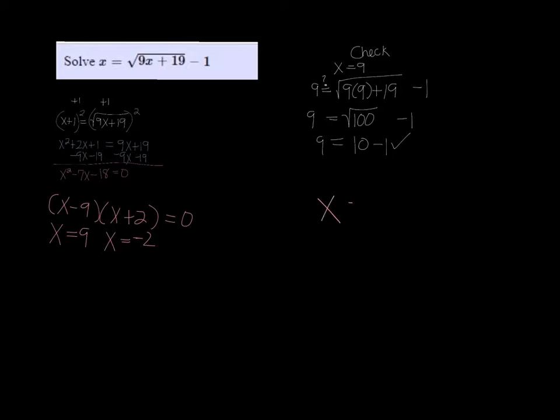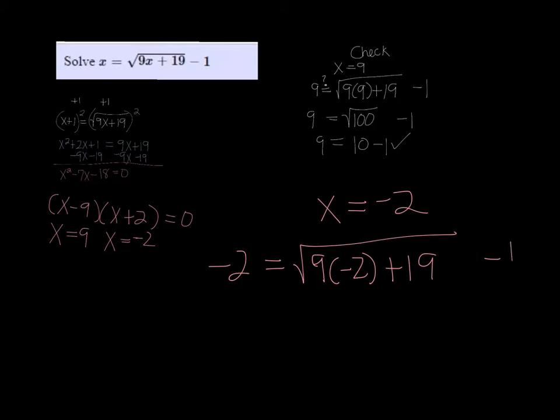Let's see if negative 2 works. So we get negative 2 is equal to the square root of 9 times negative 2 plus 19 minus 1. So 9 times negative 2 is negative 18 plus 19 will give us the square root of 1. And the square root of 1 is 1, so we get 1 minus 1, which is 0. And 0 does not equal negative 2. So this one is not true. So our only answer is x equals 9.